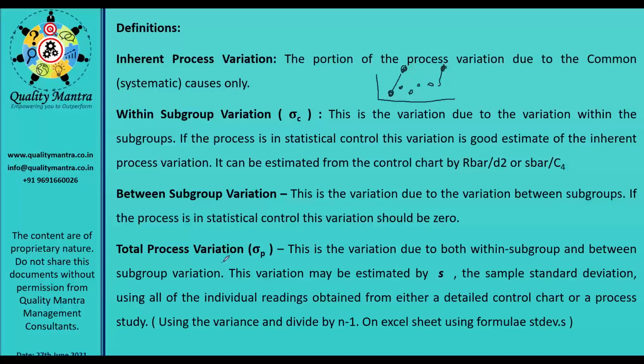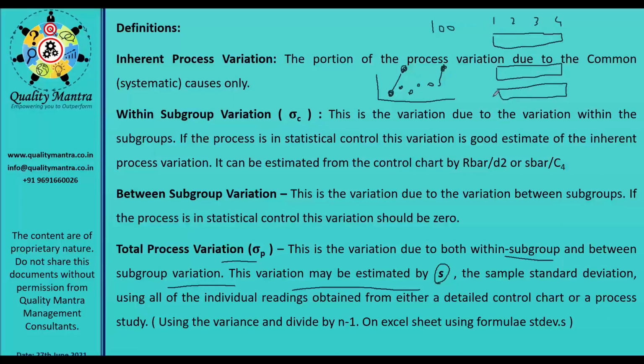And now what is total process variation? This is the variation due to both within subgroup and between subgroup variation, and this variation may be estimated by S. In this case, if you have 100 data and you are having subgroups of 4, 1, 2, 3, 4, so your data will be a subgroup of 4, and then there will be 25 such subgroups. That's where you will get this 100 data.